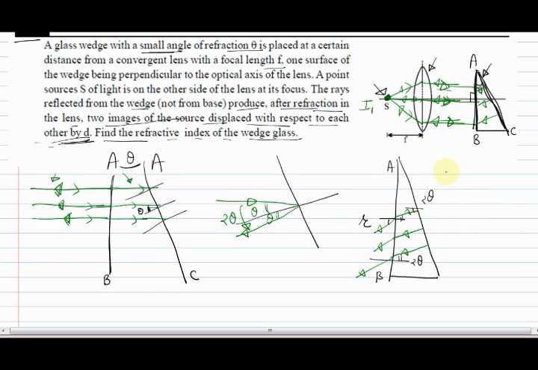You can apply Snell's law: 1 into sine r should equal mu into sine of the angle of incidence, which is nothing but 2 theta. See here that the angle of the prism given is very small. This angle is theta, and it is very small. So 2 theta can also be considered very small, and we can apply the small angle approximation. So sine theta can be written as theta, and this equation gives r as 2 mu theta.